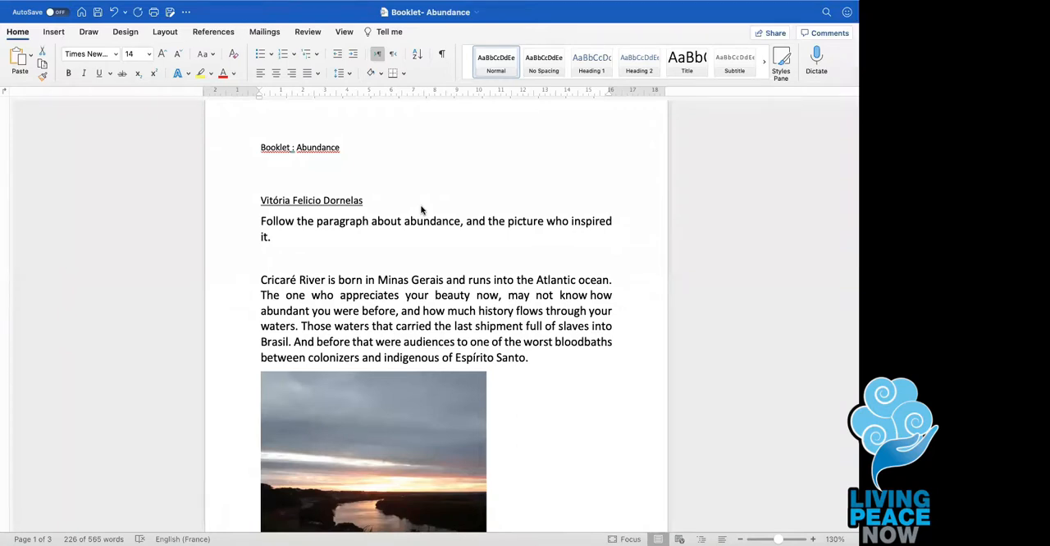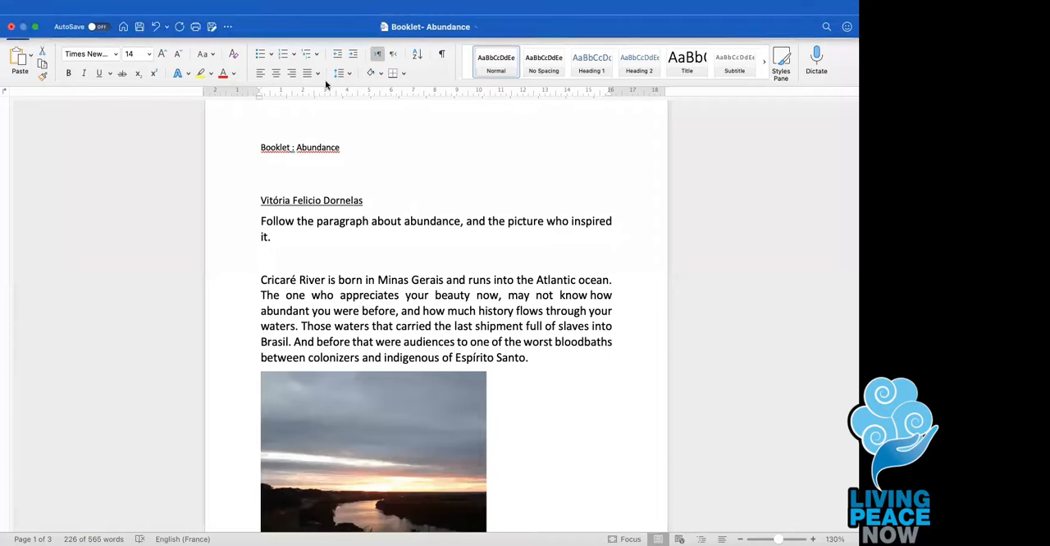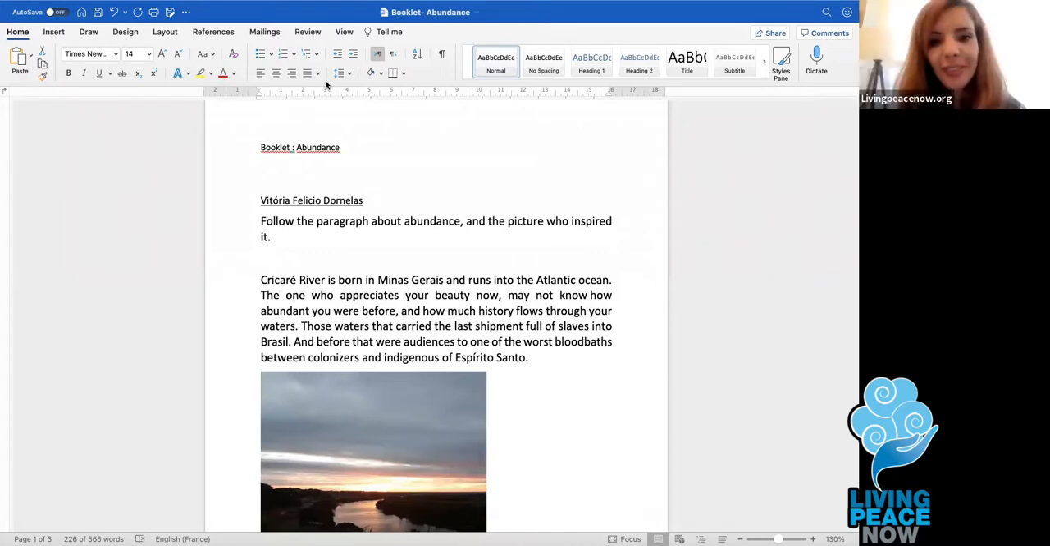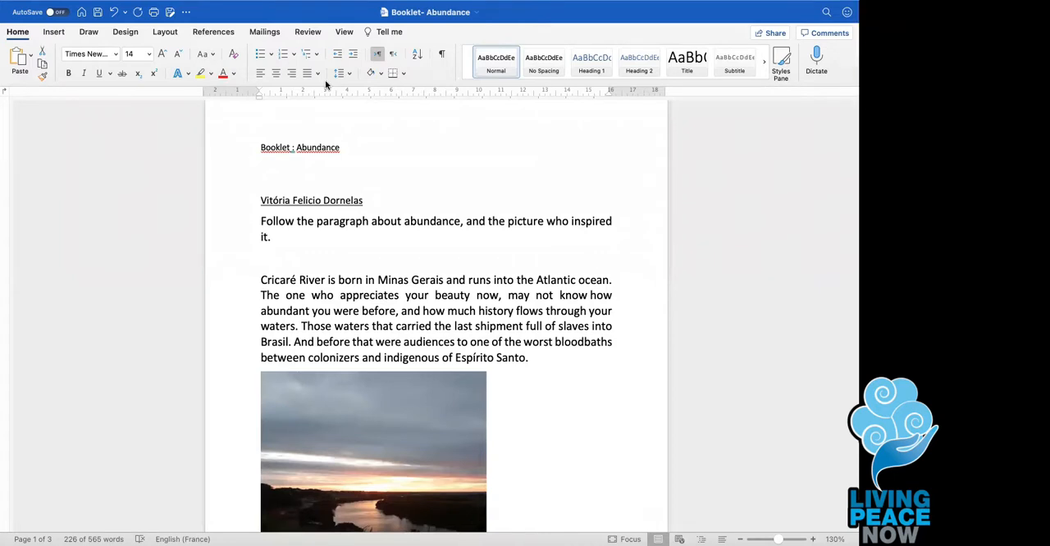Yes. Until today, I have never heard of the word abundance in English. So I looked it up on Translate and made a little paragraph for it. If you like, I can read. Okay, go ahead, please.